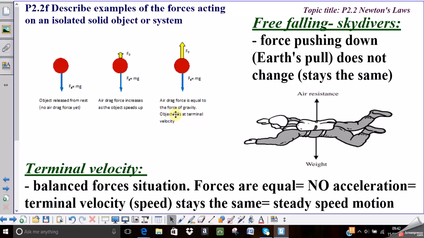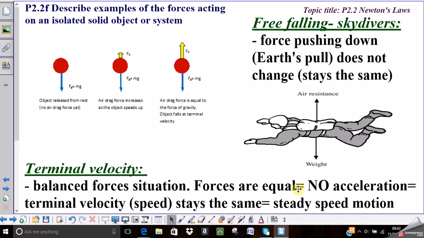The object falls at something called the terminal velocity. Let's say the speed of the skydiver now is, I don't know, 100 kilometers per hour. From the start up to this moment, the skydiver went from 0, 5, 10, 15, 20, 30, 40, 50, 60, 70, 80, 90 kilometers per hour, because the air drag was smaller. When the skydiver reaches 100 kilometers per hour, the blue and yellow arrows are equal. That's the situation where you have balanced forces.